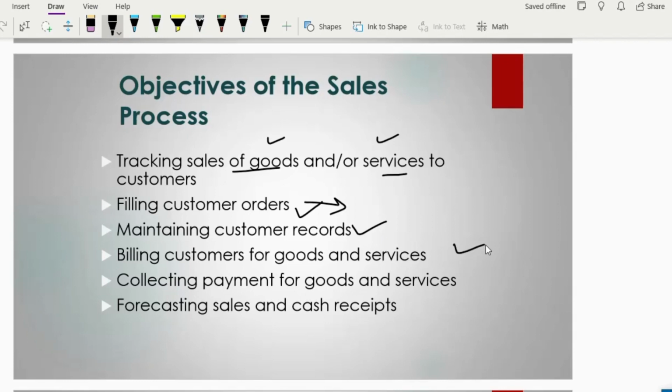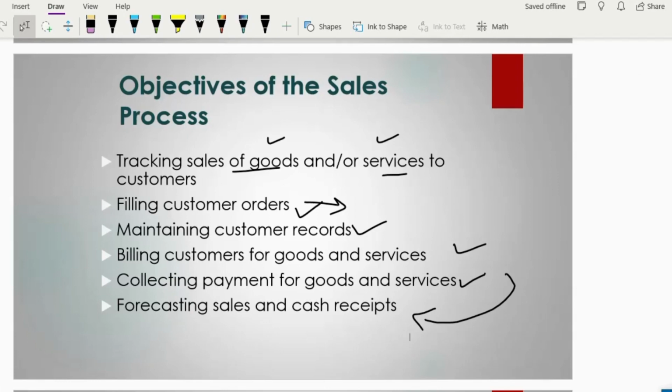We want to send the bill to the customers for the goods and services we have provided to them. We also want to collect timely and efficient payment for these goods and services. And also, for the sake of future expansion, we want to forecast, we want to plan for the future sales and their cash collection based on our current scenario. So these are some advanced objectives of the sales process.